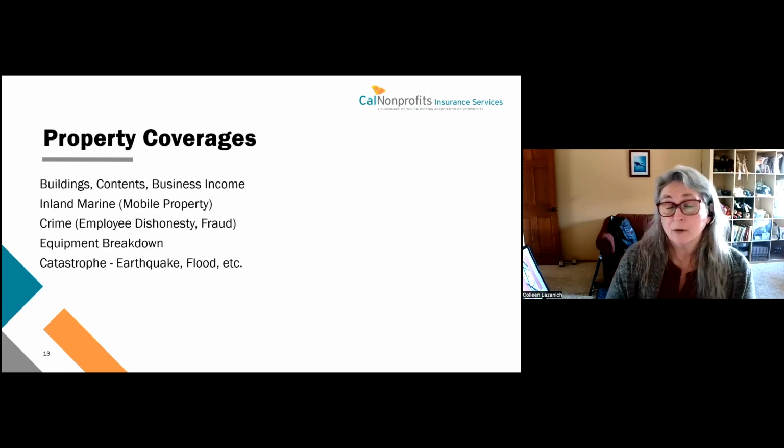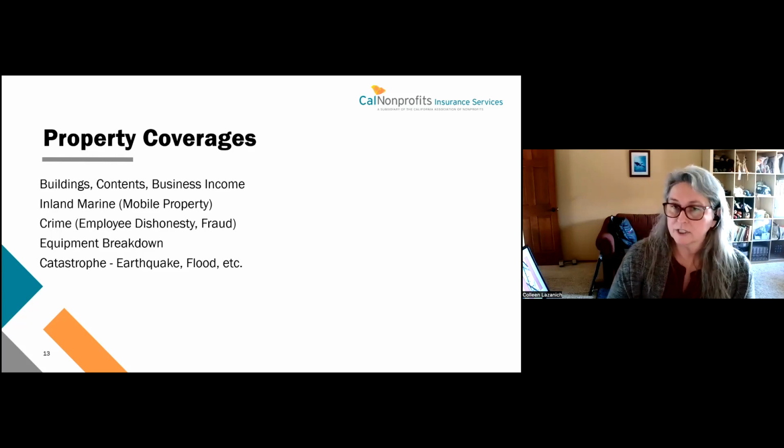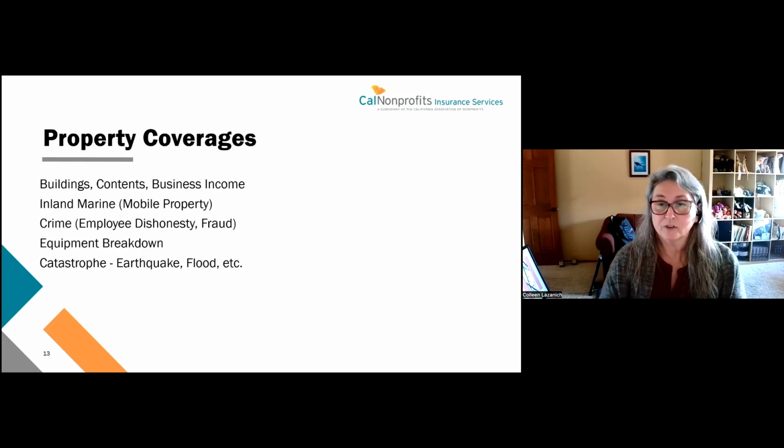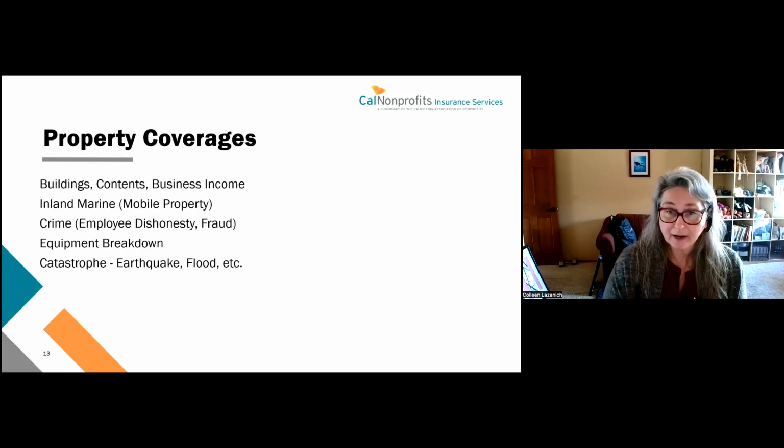Your property coverages are basically coverages for any property that your organization owns, including the buildings, content, loss of income if you lose a contract because of fire at your location. And so you lose a contract and you can't provide the services. That would be business income for a nonprofit. Inland marine, any property that moves around. Crime covers your employee dishonesty, fraud. Equipment breakdown is your electronic failure causing your equipment to break down. And then you can have catastrophe coverage, things that are not covered by your general property policy, such as earthquake and flood. You can have those coverages covered separately as catastrophe.